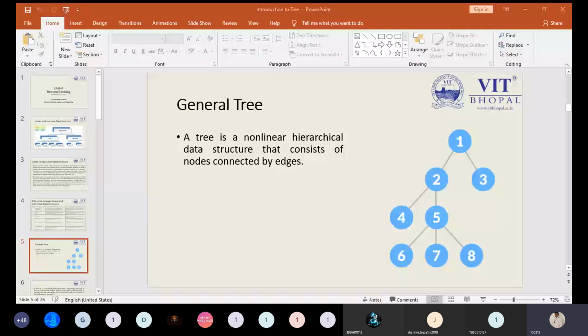Okay, so now I'm going to start a new kind of data structure, that is the tree data structure.